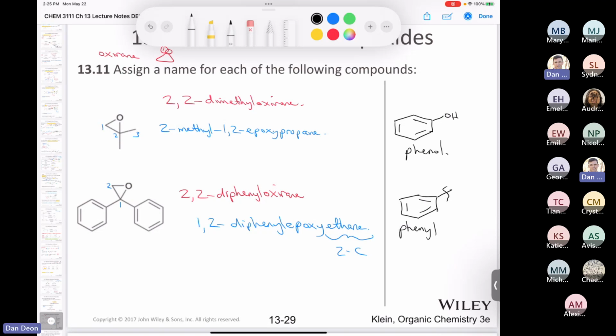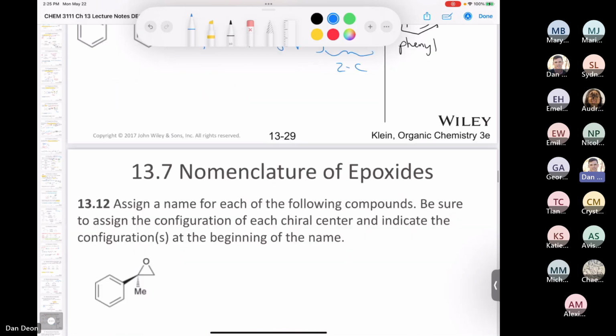Oh yeah, sorry. Thanks, Tiana. It should be 1,1, right? So 1,1. There we go. 1,1-diphenyl epoxy ethane. All right, let's move on to something a little more involved.